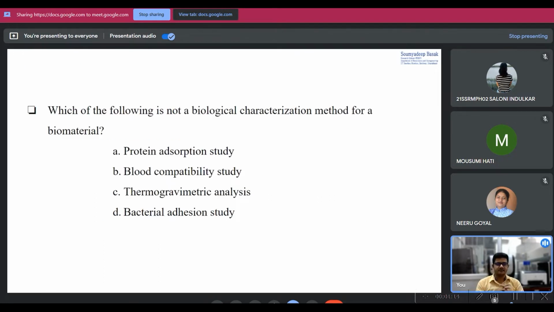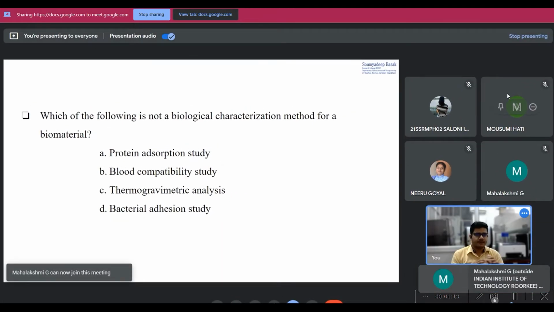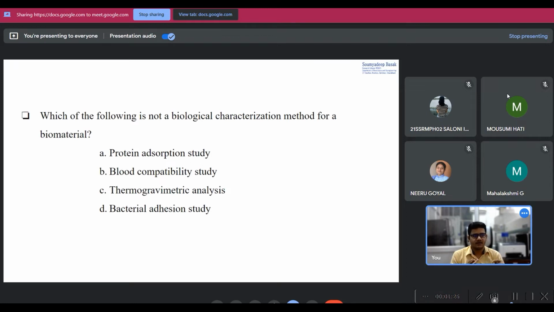Now let's start with a very simple straightforward question. The question says, which of the following is not a biological characterization method for a biomaterial? Options are protein absorption study, biocompatibility study, thermogravimetric analysis and bacterial addition study. Just a simple straightforward one. What do you think? What will be the option? Which of the following is not a biological characterization method?